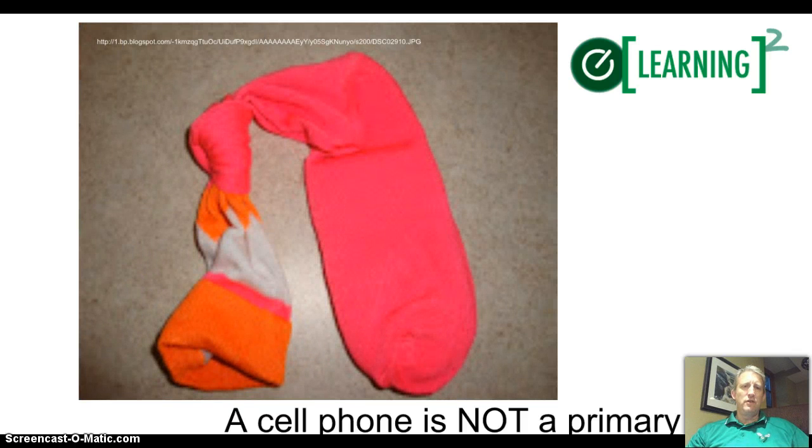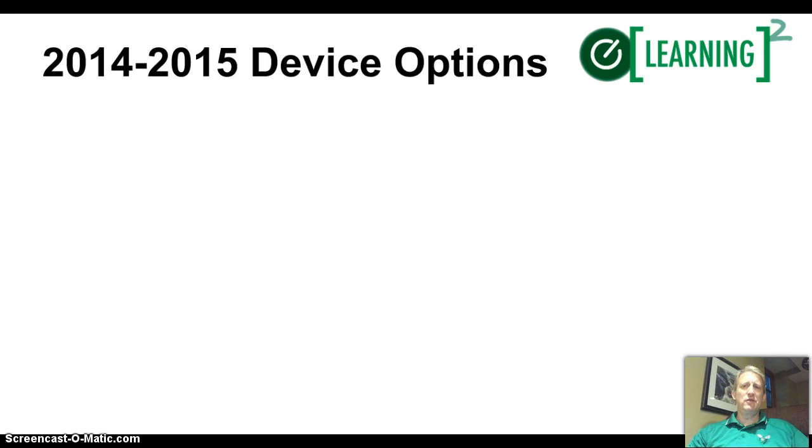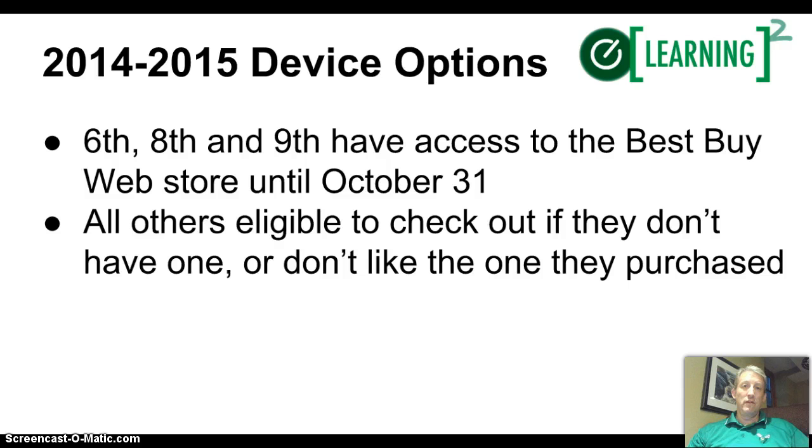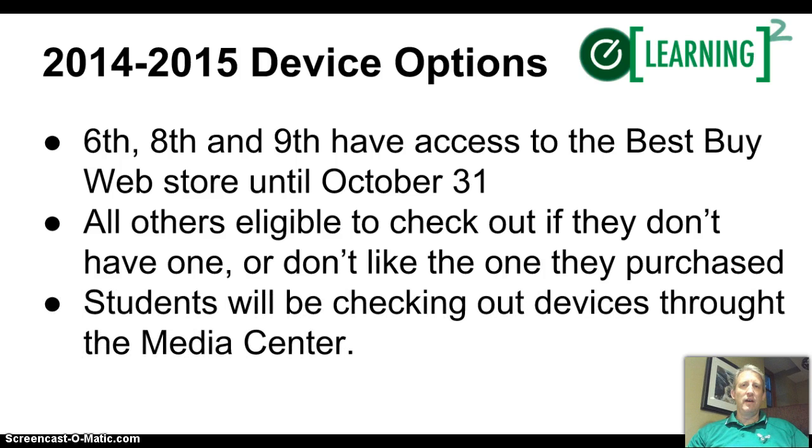Here's another management option. Buy a bunch of cheap socks, have them put the cell phone in the sock and tie it. They're in control of it, it's on their desk, and that way it's out of sight and out of mind. The device options this year in the web store, as I said, 6th, 8th, and 9th grade have access to the Best Buy web store, and all others who either chose not to participate, or maybe they got a tablet and that's not working out for them, can check out a device. Sarah has done a great job of coordinating with us on how that rollout's going to happen at the high school, and she'll be working to help get those devices out to students as quickly as possible.